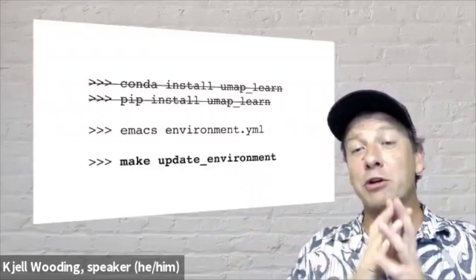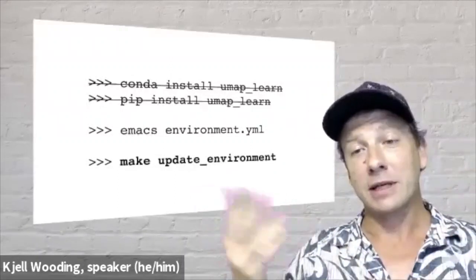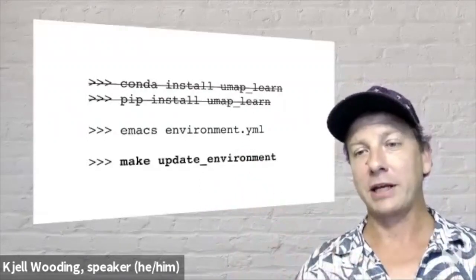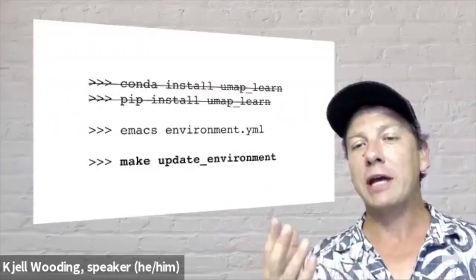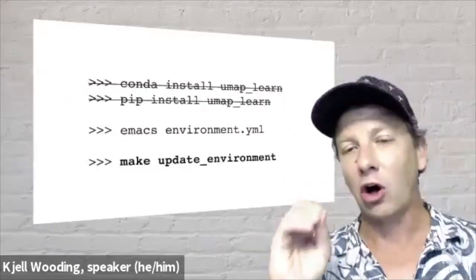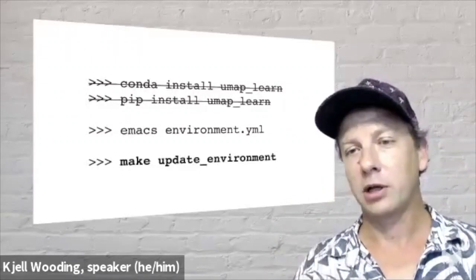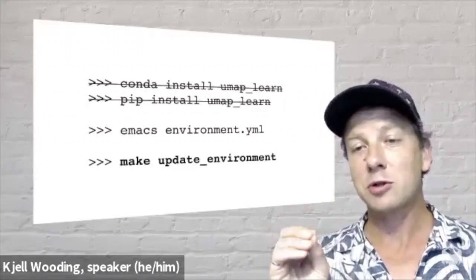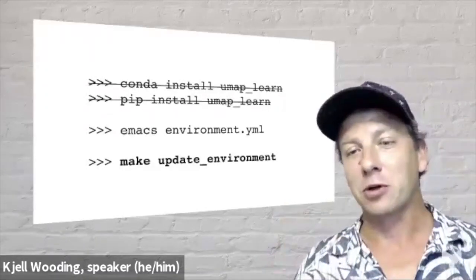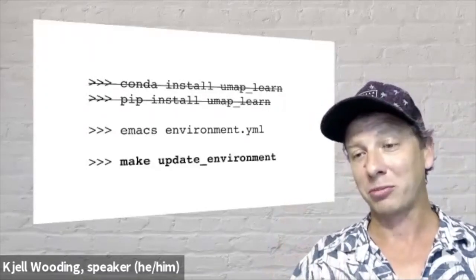All right, and then when you're done editing that and adding your requirement, say umap learn, into that file, go ahead and type make update environment. What have you done here? You've made sure that the environment definition you have checked into your repo is always the right one. Don't add things manually, because as soon as you do that, you have potentially added things which are not recorded in that source code repository, and that is not reproducible.